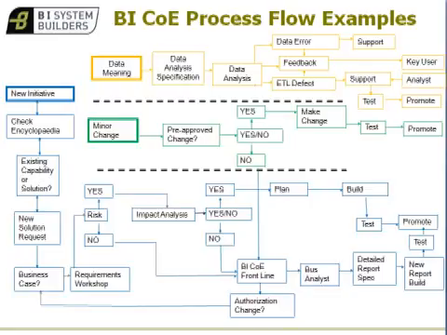In this process flow example, there are three things going on with the COE. The orange flow is a request for data meaning. We'll talk about it in a moment. The green flow is a request for a minor change. The blue flow is a request for a new initiative or a new project. Data meaning.